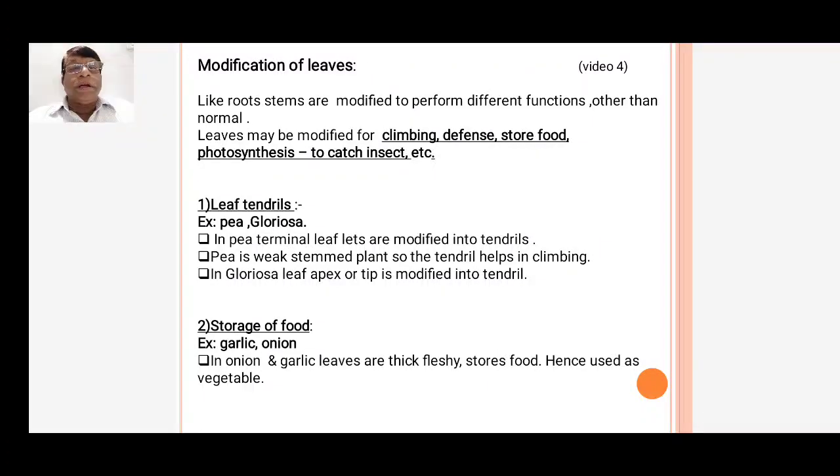In the previous class, we have studied the root and its modification, the stem and its modification, then the leaf, structure of leaves, types of leaves. In this video, let us study the modification of leaves.